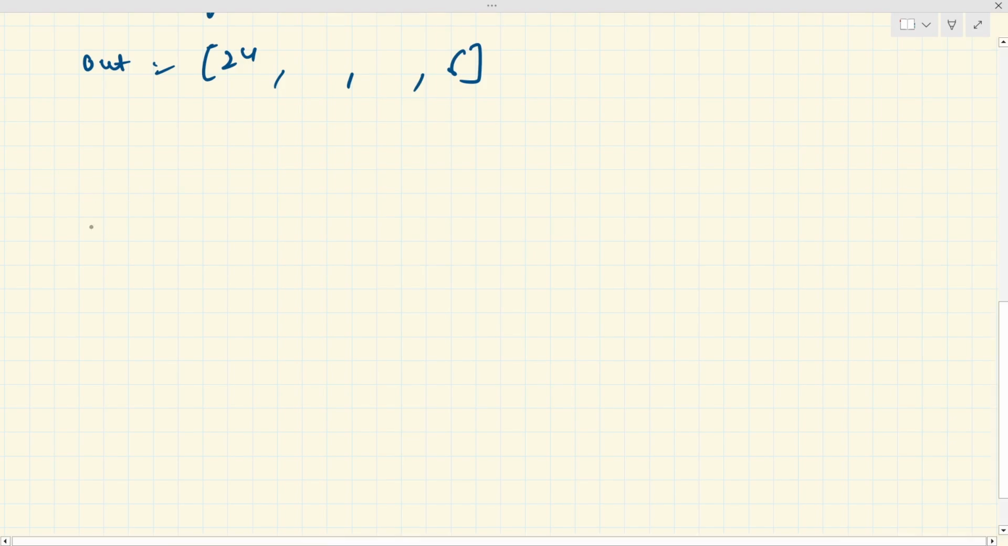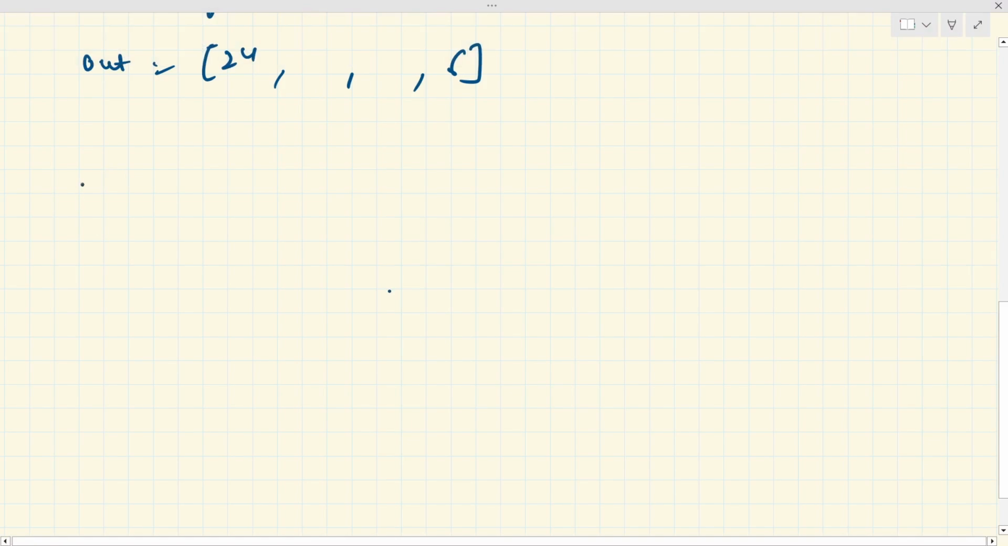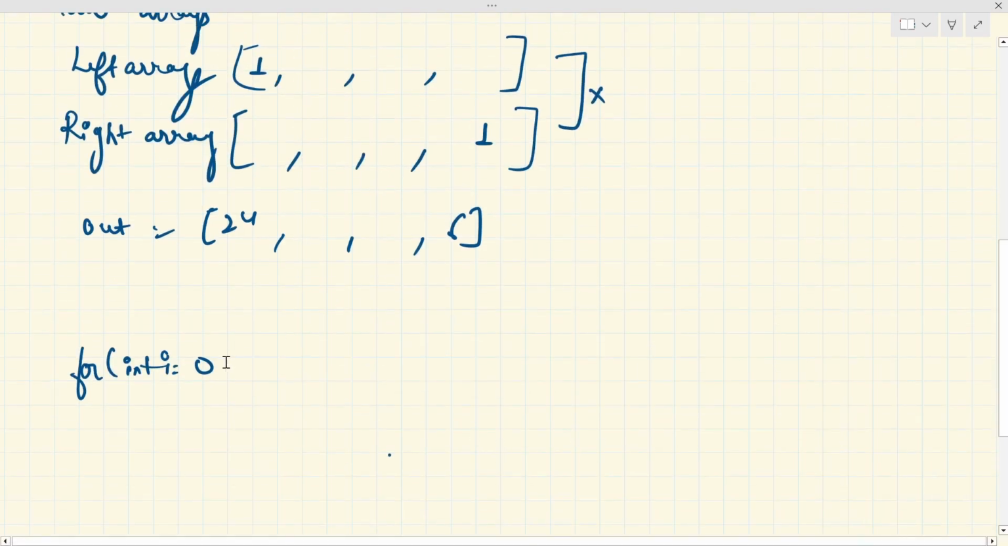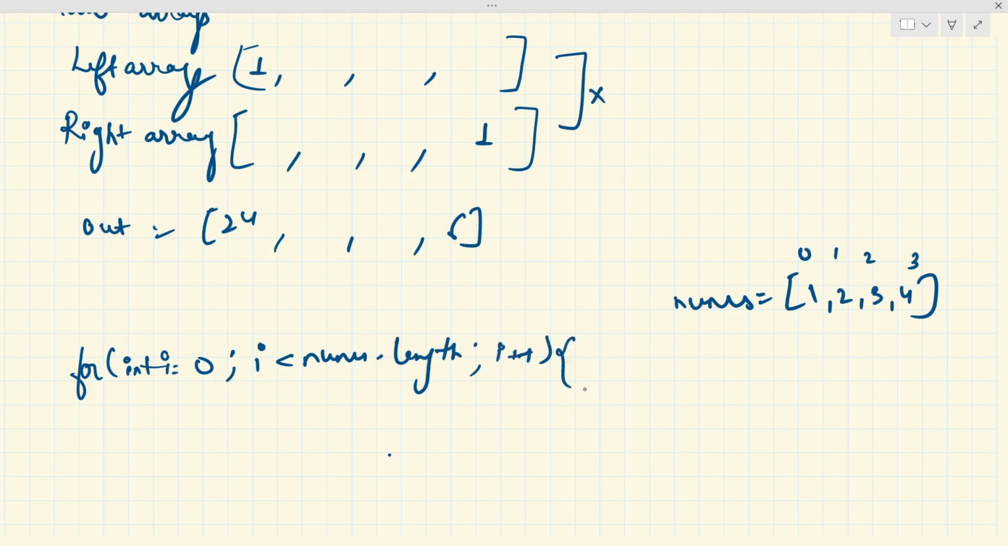left array, I iterate. So for a left array, int i is equal to 0, because I'm starting from the left. Why do I say left array? Because I start from 0. Let's say our input nums is 1, 2, 3 and 4. So I start from 0 index, 1 index, 2 index, 3 index, and go till i is less than nums.length. This is a very easy condition, a very simple thing which I write.